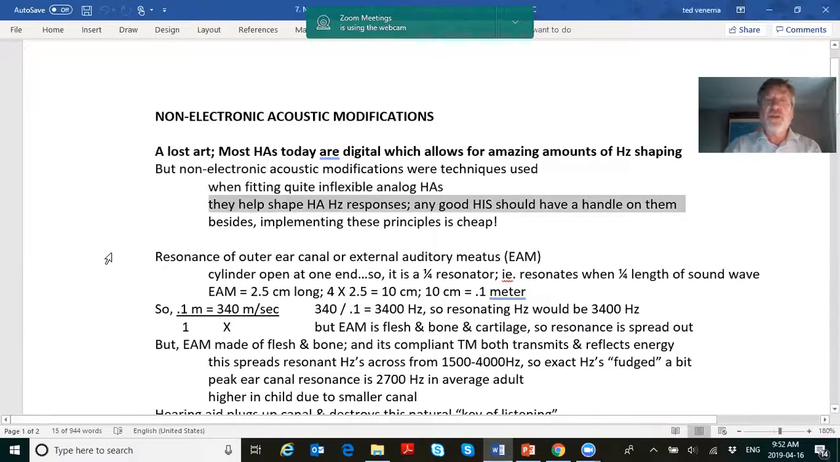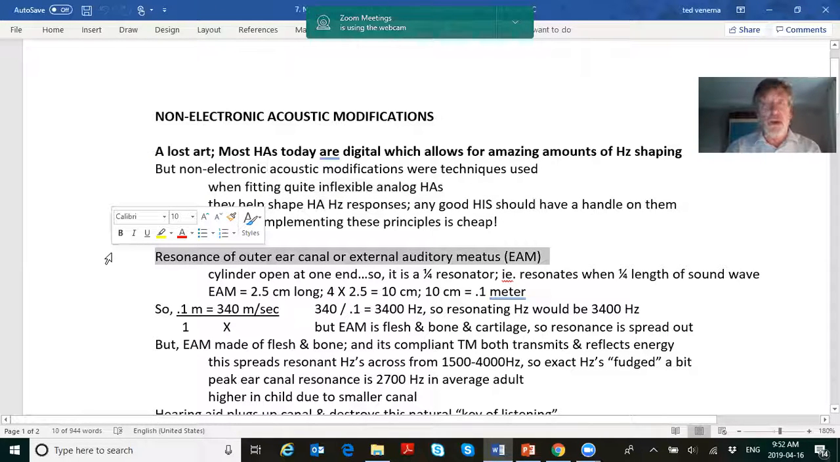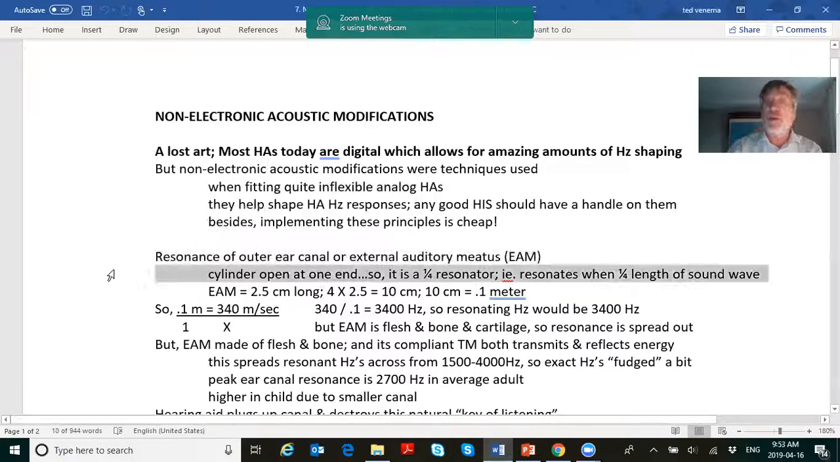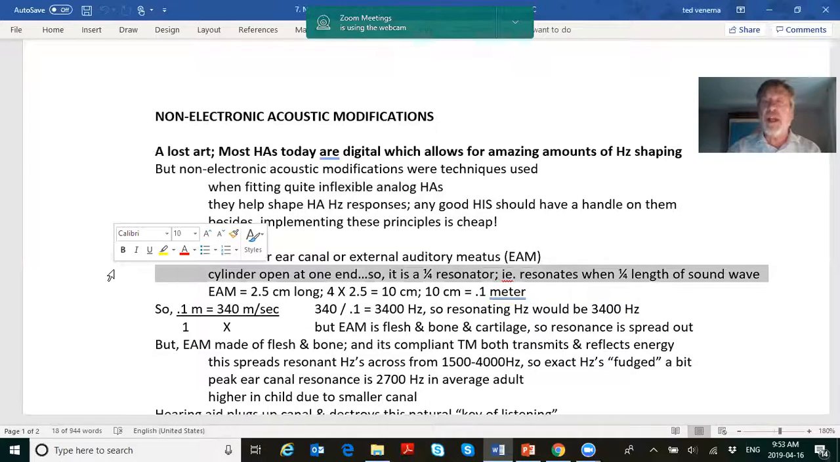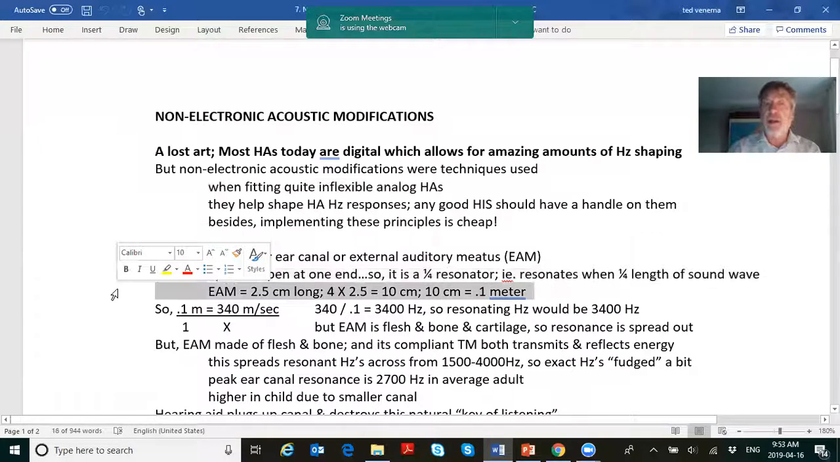Now, remember this one that we've covered in anatomy and also in acoustics. The resonance of the outer ear canal. It's a quarter wave resonator. It's a cylinder open at one end. So it's a quarter wave resonator. It resonates when sound waves are 4 times as long as it. So the ear canal is 2.5 centimeters long. 4 times 2.5 equals 10 centimeters. 10 centimeters equals 0.1 meter.